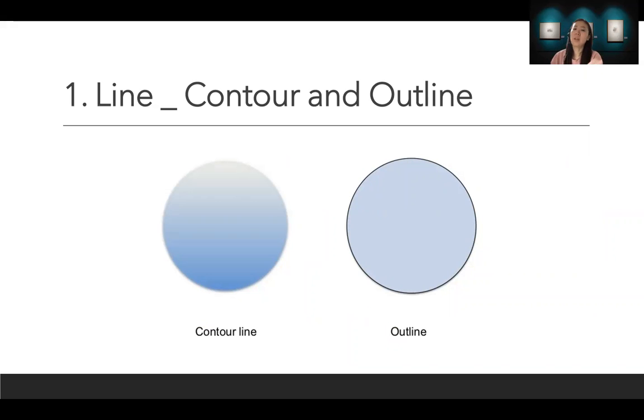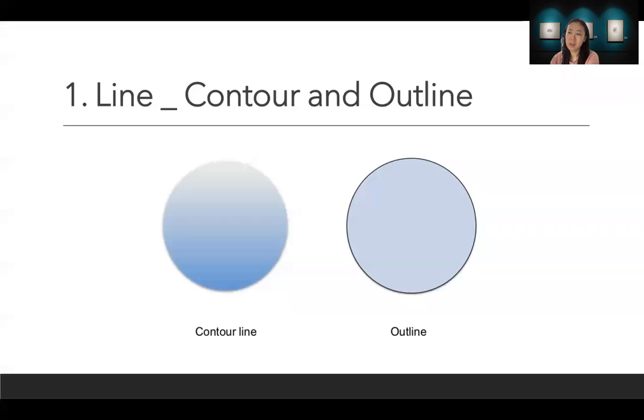So the left one is contour line and the right one is outline. What's the difference, everyone? One has an outline. And the other one? One is lighter than the other one. Very good. So let's look at the contour line first, the left one.